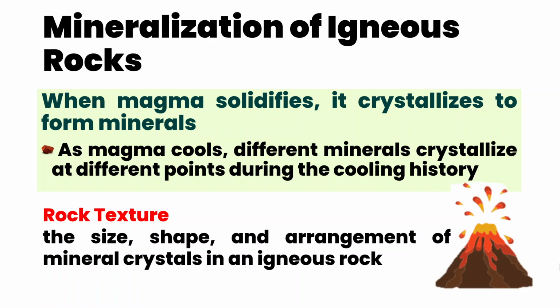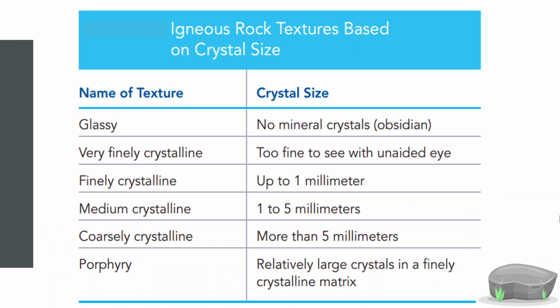The rock texture refers to the size of the crystals, the shape of the crystals, and the arrangement of minerals in an igneous rock. So there are many kinds of rock textures in igneous rocks. For example, there are igneous rocks that are glassy. In glassy textures, crystals are absent, just like in obsidian. It can also be very finely crystalline, where the crystal size is too fine to see with the unaided eye. You need a microscope or magnifying glass.